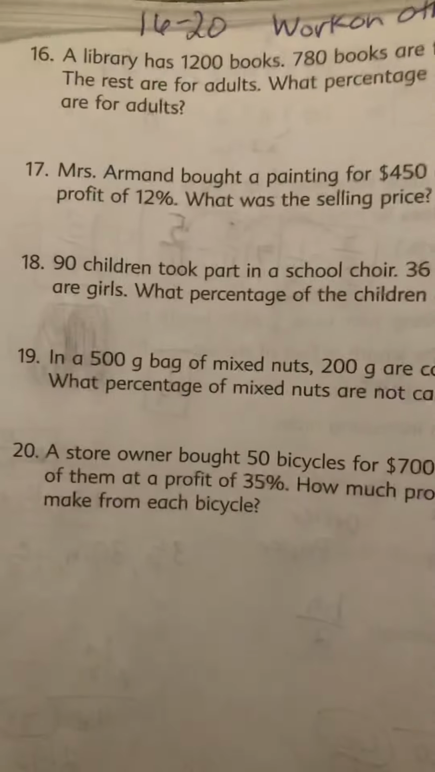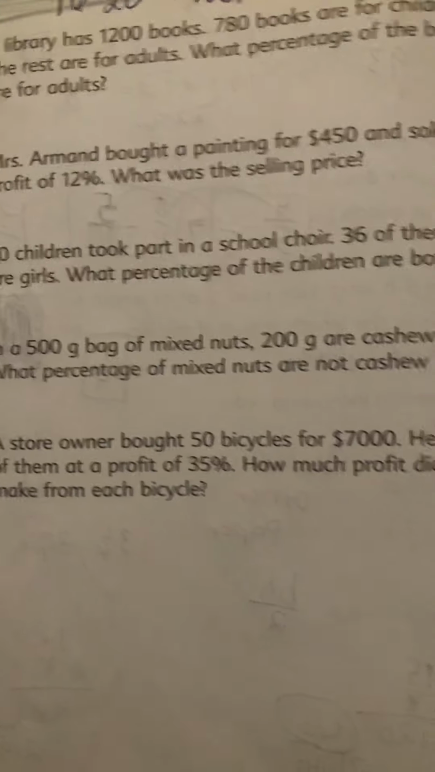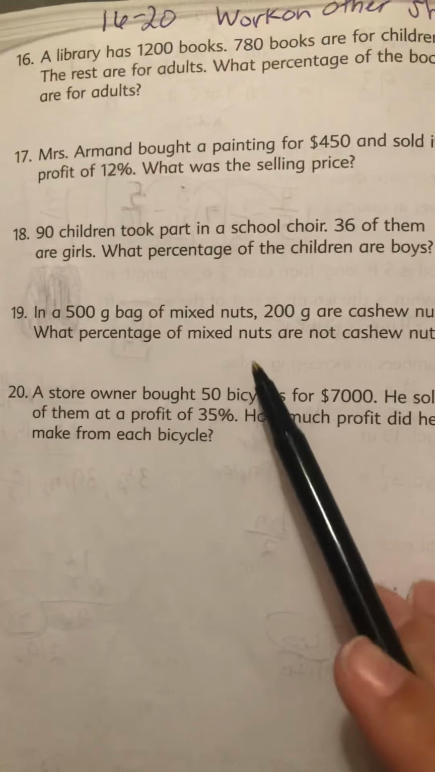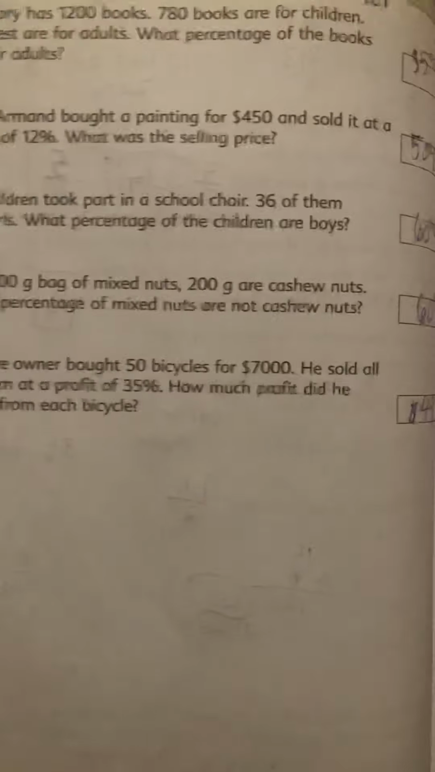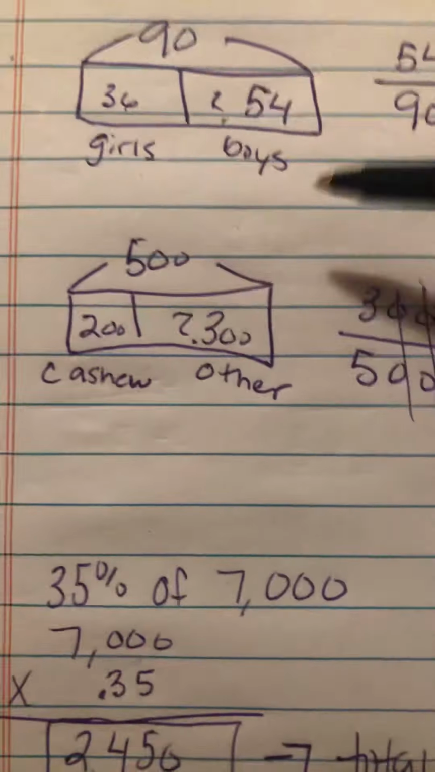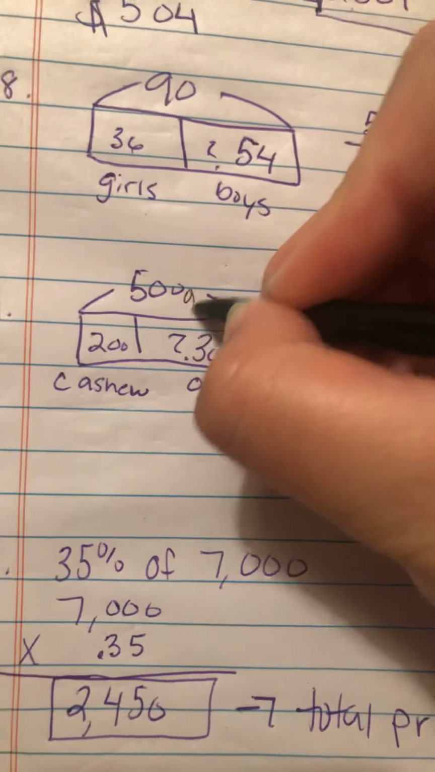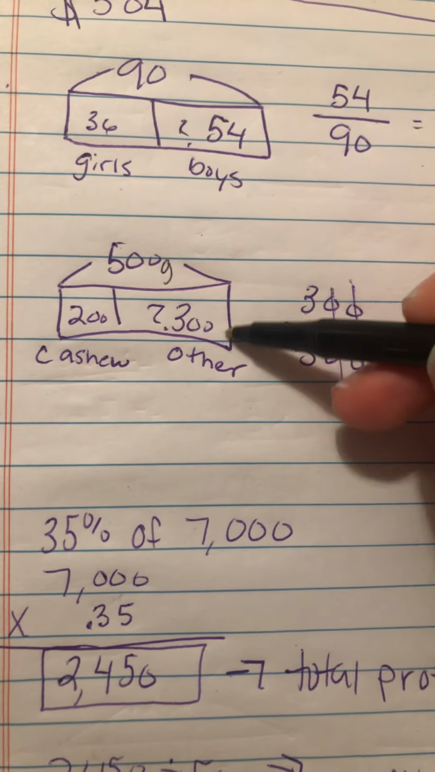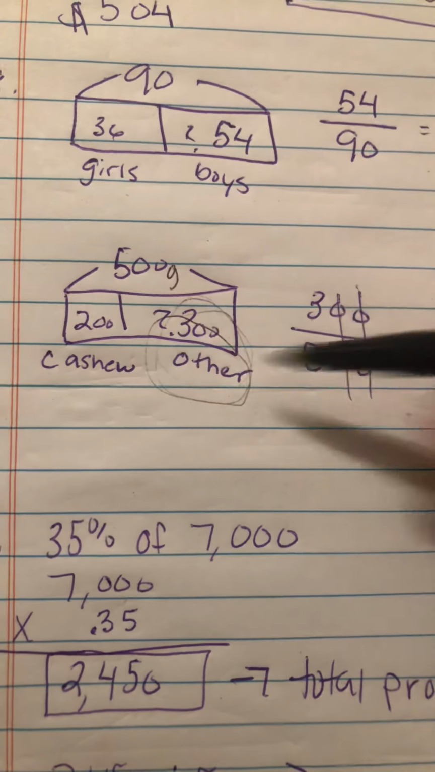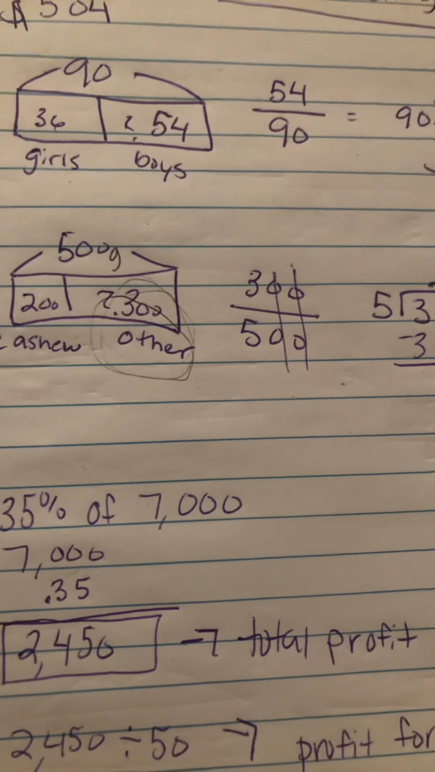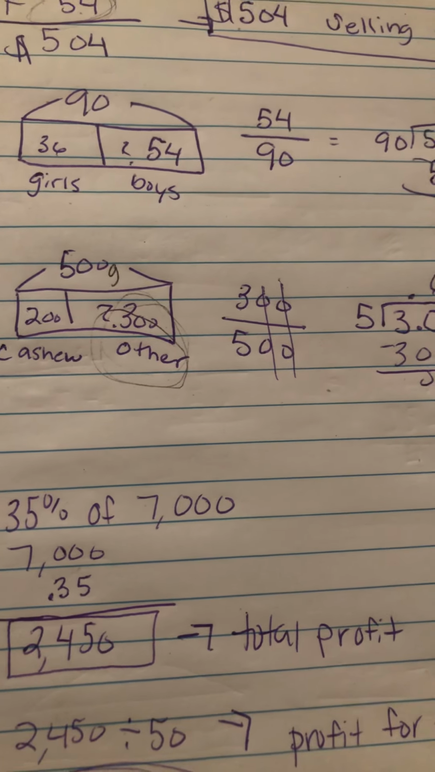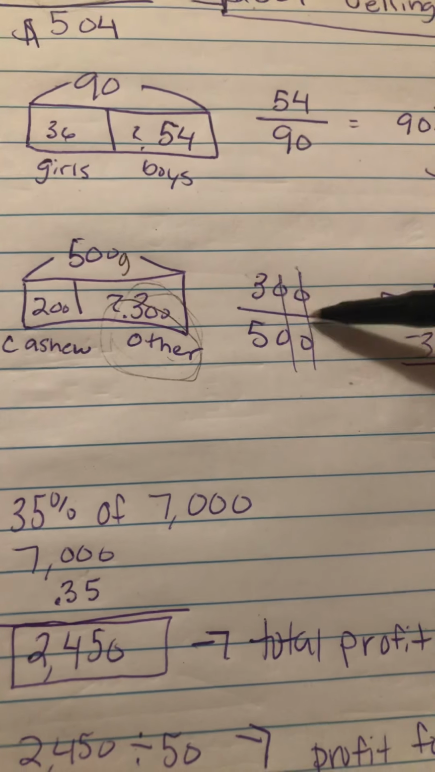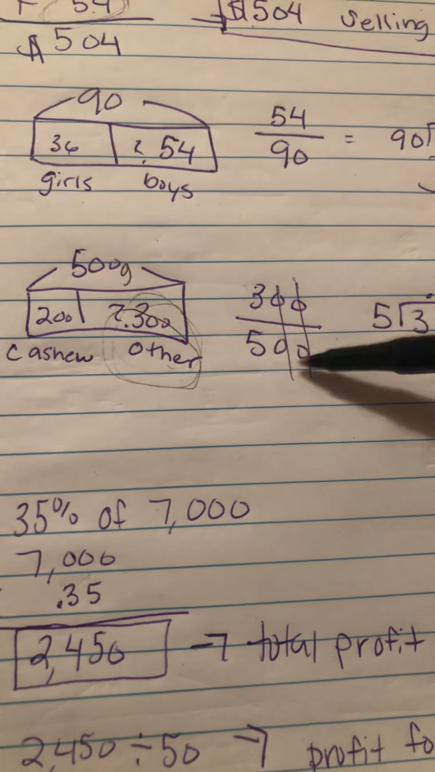Then we have 19. In a 500 gram bag of nuts, 200 grams are cashews. What percent of mixed nuts are not cashews? So I went ahead and drew out that one as well. So we have our 500, I'll put grams, right? And we know 200 are cashews, so by doing subtraction, our other would be 300, right? It says what percentage of mixed nuts are not cashews. So I put my other 300 out of the total of 500.